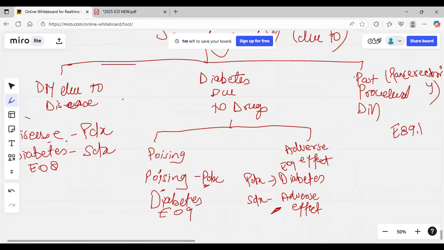E89.1 as the primary position, followed by the E13. E13 is for the diabetes. And then we have to code absence of pancreas to represent that the pancreas has been removed from the patient's body. So first, we have to use post-procedural hypoinsulinemia. E89.1 is for post-procedural hypoinsulinemia.